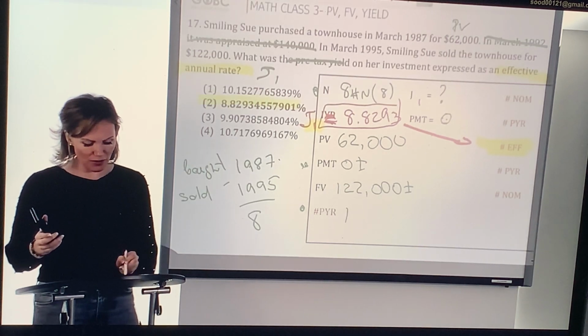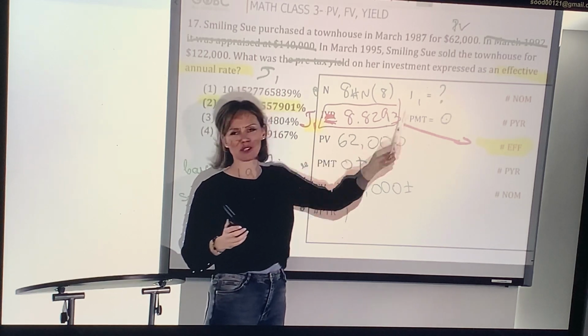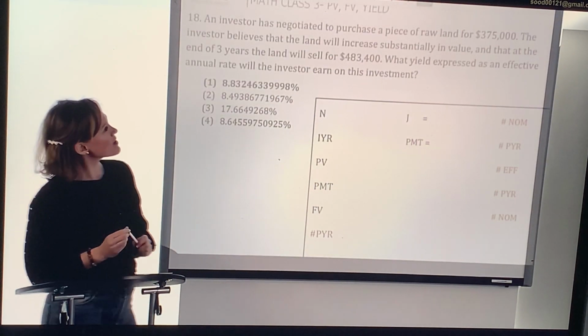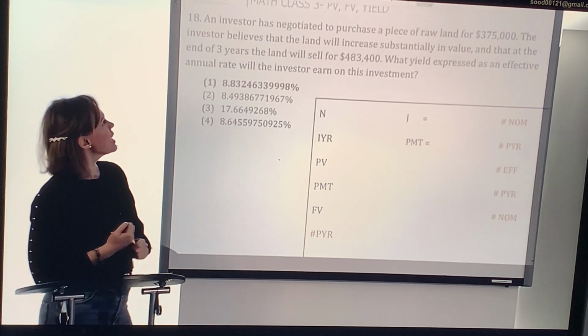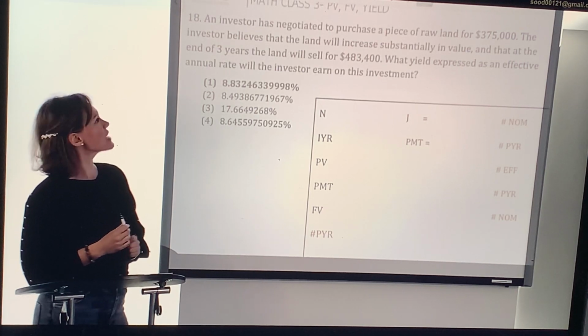So far, how are the yields? The only thing about the yields is that you don't have the initial boxes. You don't have this to start. You cannot do the impedance when it comes to the yields. Okay? Question 18. An investor has negotiated to purchase a piece of raw land for $375,000. The investor believes that the land will increase substantially in value, and at the end of the 3 years, the land will sell for $483,400. What's the yield expressed as an effective annual rate?